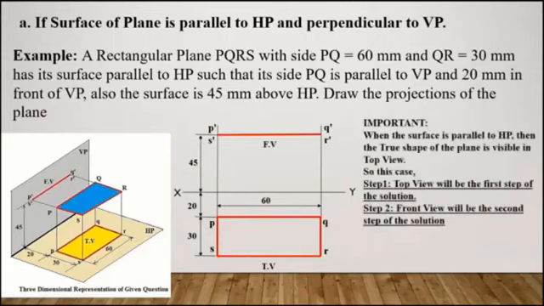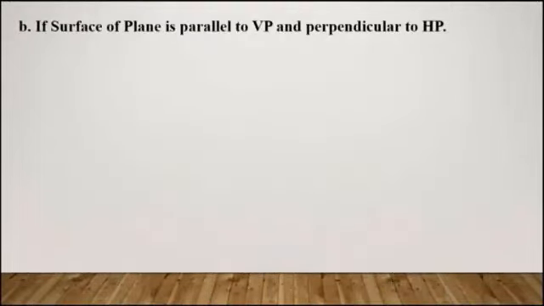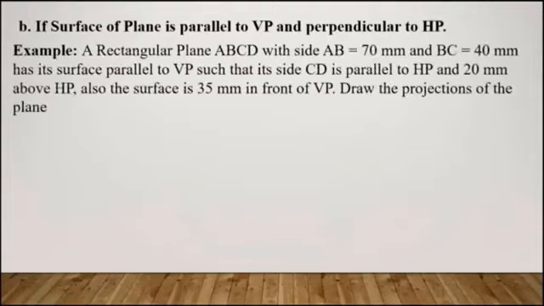Now important note: when the surface is parallel to HP, then the true shape of the plane is visible in top view. So in this case, step number 1, the top view will be drawn as the first step, and step number 2, the front view, will be the second step of the solution. Second subcase, that is B: if surface of the plane is parallel to VP and perpendicular to HP.